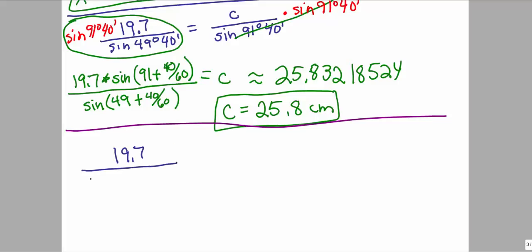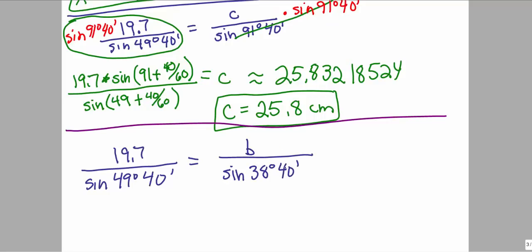So 19.7 divided by sine of 49 degrees, 40 minutes, equals, and this time we're going to solve for side B, so we're going to put B on top, divided by sine of angle B. So this time we said angle B was 38 degrees, 40 minutes. To solve this equation for B, we're going to have to multiply both sides by sine of 38 degrees, 40 minutes. And that way these two will cancel out and we're left with B.